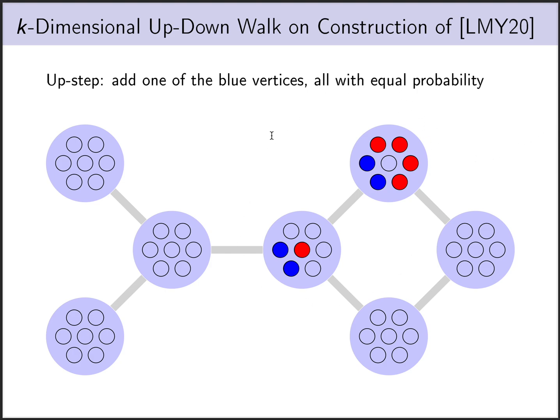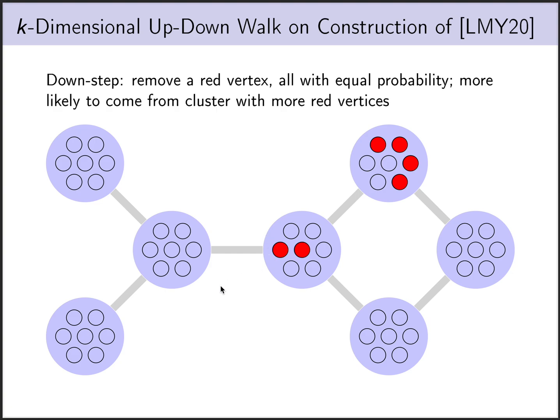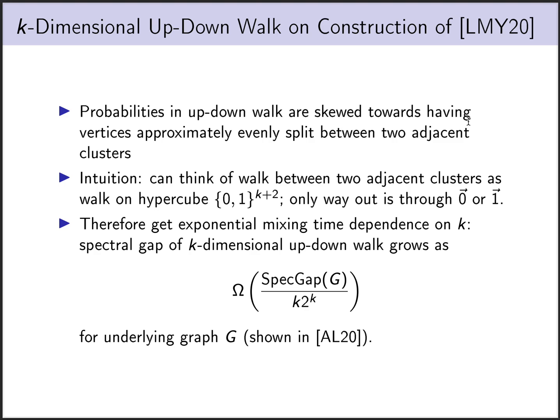So let's start at this red face, this red 4-dimensional face, and look at the up step. So here we add one of the blue vertices, all with equal probability. So we're equally likely to add to either cluster. Let's say we add this one. Now we need to do a down step, so we remove a red vertex. But we're more likely to remove from this cluster because there's more vertices here. So say we remove this vertex. Now you can see what's happening. The probabilities in the up-down walk are skewed towards having vertices evenly split between 2 adjacent clusters. Because in the up step, we're equally likely to add to either cluster, and in the down step, we're more likely to remove from the larger cluster.